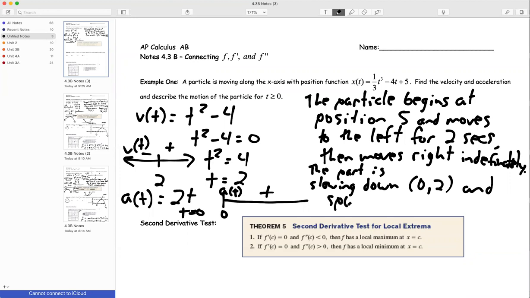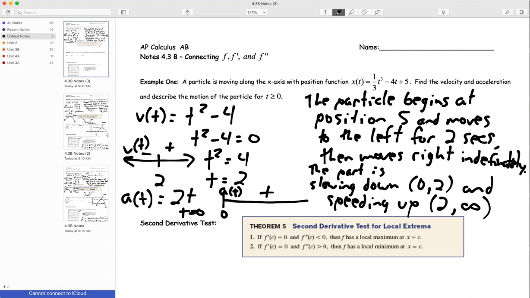And it's going to be speeding up from 2 to infinity because my velocity is positive and my acceleration is always positive. So it's speeding up from 2 to infinity. Why didn't you do the left side for the acceleration sign chart? It's not defined past 0 because time has to be greater than or equal to 0. Okay.